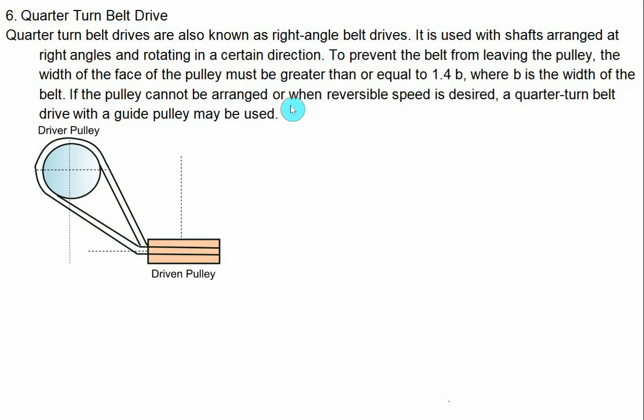If the pulley cannot be arranged or when reversible speed is desired, a quarter turn belt drive with a guide pulley must be used. Sometimes an idler pulley is also used in conjunction with the two pulleys, that is the driver and driven pulley. These are most commonly used in industry for parallel power to tangential power transmission.